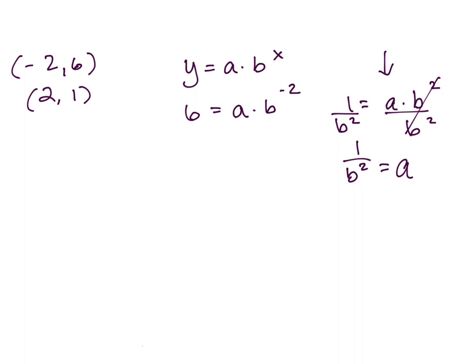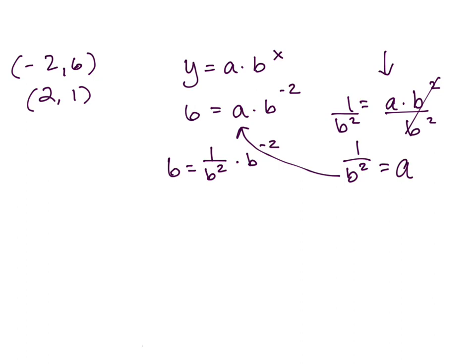Cool? Once we have the number for a, we are going to go into the other equation with that information. So we're only down to one variable. So then 6 is going to equal 1 over b squared times b to the negative 2 power. Can you see it? Okay.